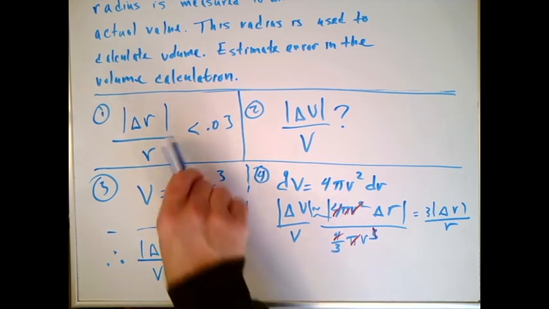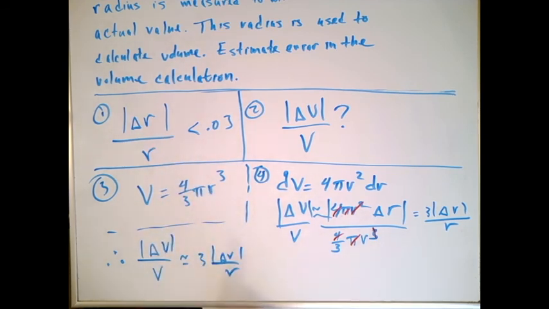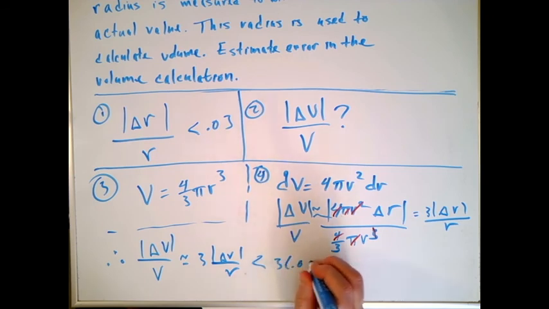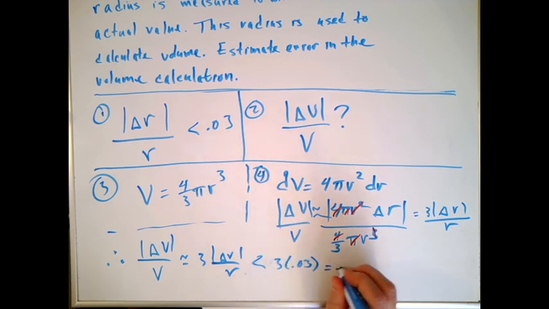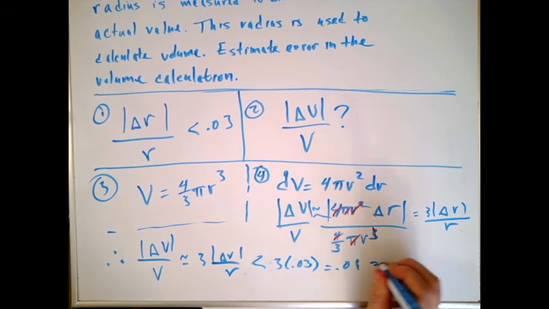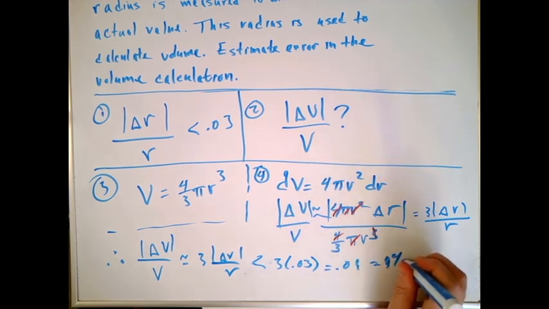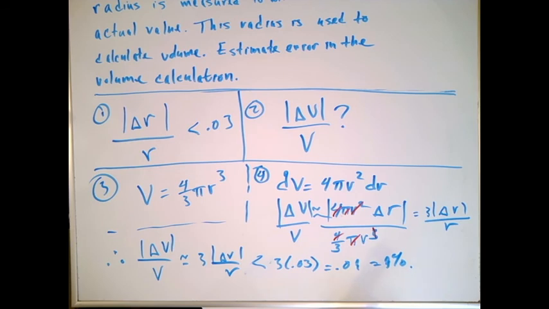But we know that the biggest the delta r over r can get is roughly 0.03. So instead of my delta r over r, I'm going to put something that I know is bigger. So this is going to be 3 times 0.03, which is 0.09, which is 9%. In other words, if we measure the radius to be within 3% of its actual value, and then we use that radius to calculate the volume, it looks like we estimate the relative error in calculating the volume would be about 9%. And that's a Calc 1 type problem.